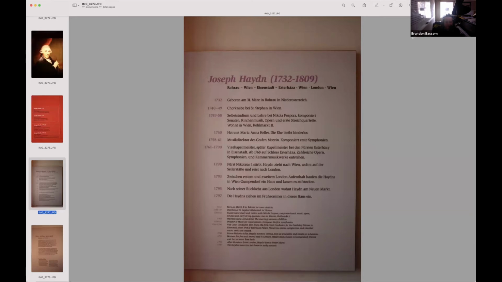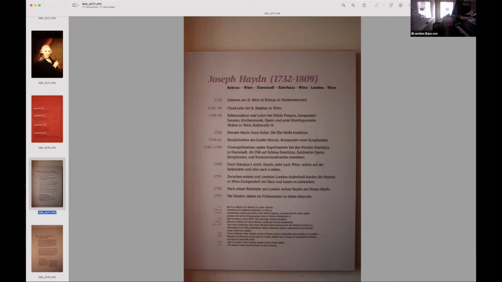This gives you a little timeline for Haydn. He was born March 31st in Lower Austria. And they moved into this house in 1797. But you can kind of see a little timeline of his life. He was a choir boy at the cathedral, St. Stephen's Cathedral in Vienna. Did his music studies.